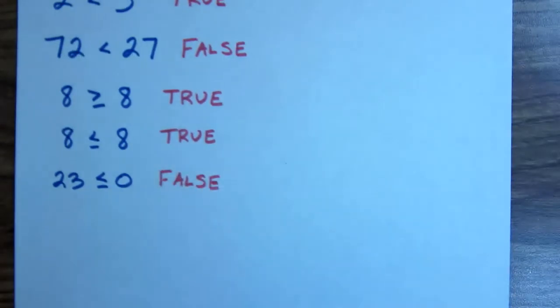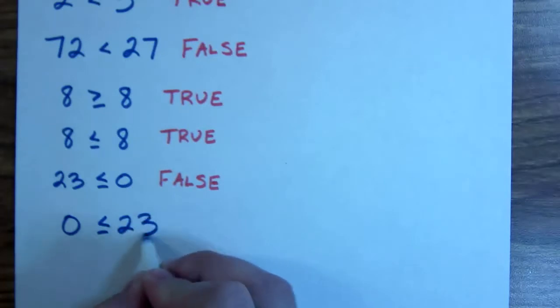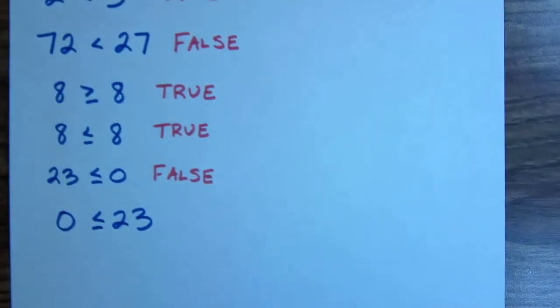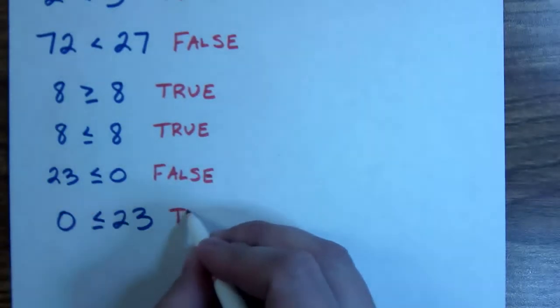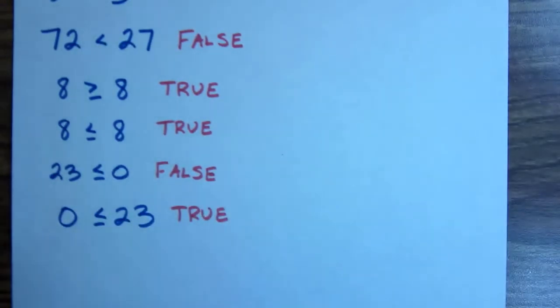Okay, let's do one more. How do you say it? 0 is less than or equal to 23. True or false? True. 0 is less than 23. That's true. All right.